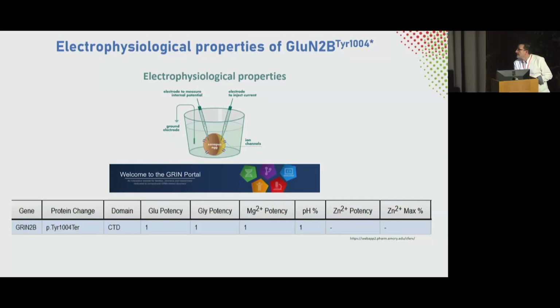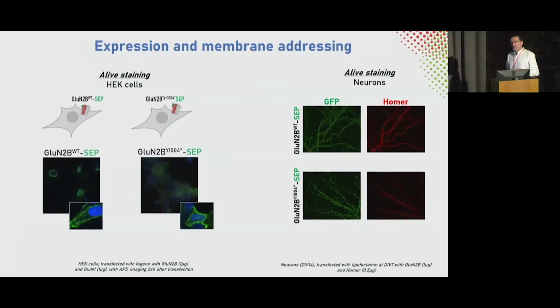So as you can see here, you have all the characteristics of the electrophysiological properties of the NMDA receptor. You can see that this GRIN2B mutation has no real modification of the glutamate and glycine potency, no modification in magnesium potency, no modification in pH sensitivity. So meaning that the property of the receptor is normal. So meaning no gain of function, no loss of function, as classically described for this mutation. So we decided to go a little bit deeper for this mutation and look to see if the receptor is well addressed at the surface of the cells.